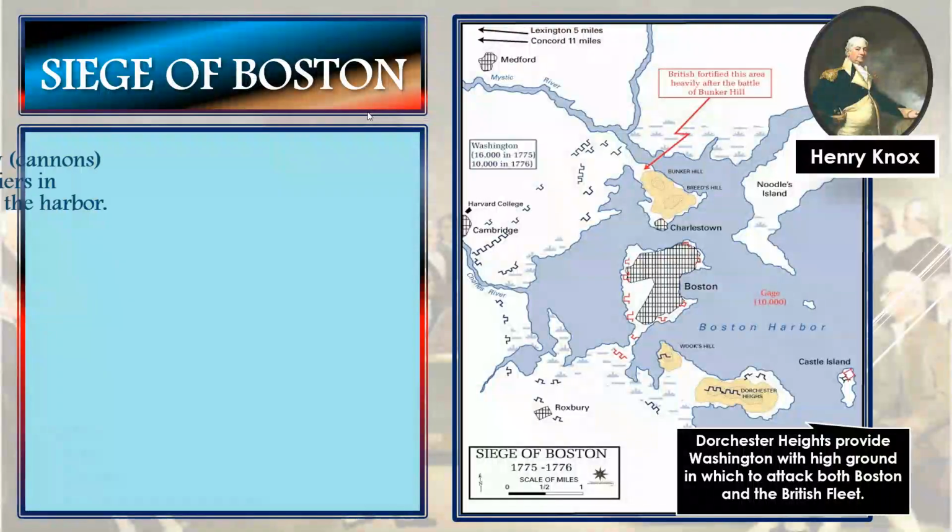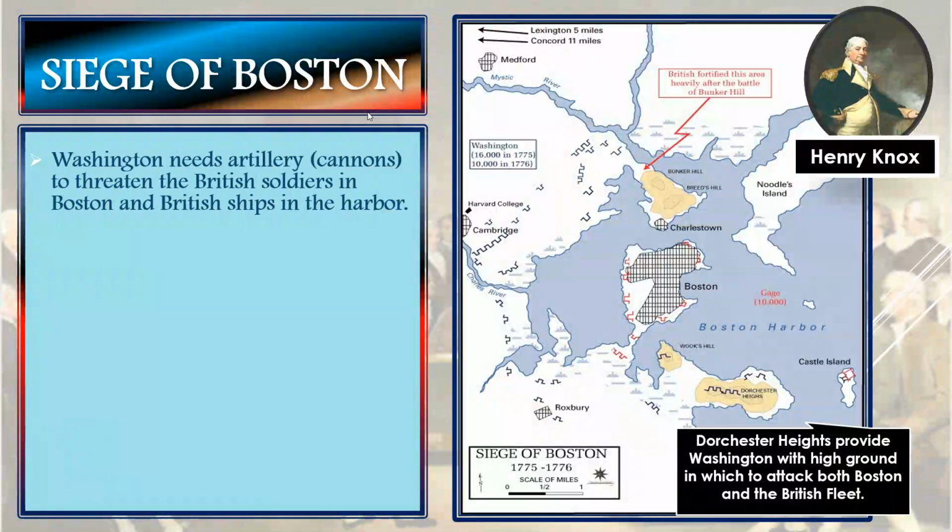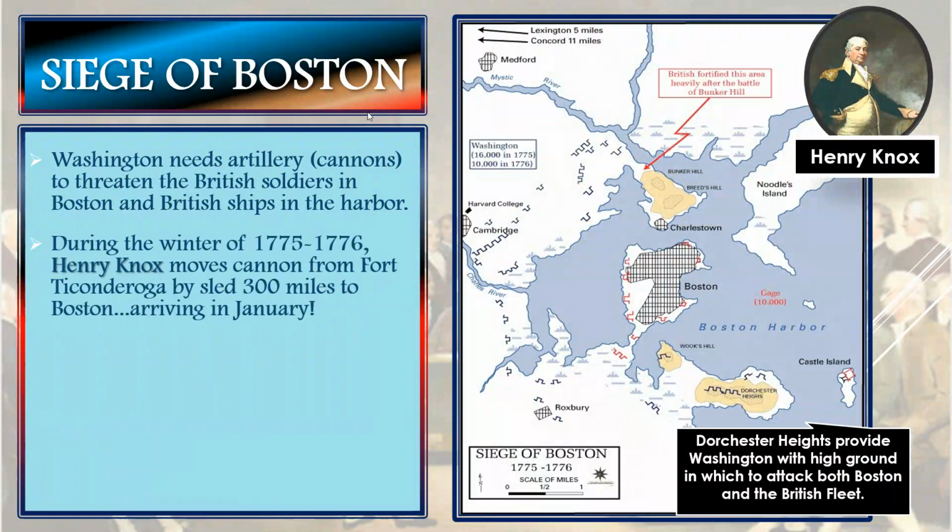Okay, the Siege of Boston is rather interesting. If you're not familiar with it, Washington needs artillery, cannons, to threaten the British soldiers in Boston and British ships in the harbor. So there's Boston in the center, and you can see where Washington set up on both sides, near Charlestown and really in a place called Nook's Hill and Dorchester Heights. During the winter of 75-76, it was actually General Henry Knox, and we'll talk about him a couple times again. He moves cannon from Fort Ticonderoga by sled 300 miles to Boston.